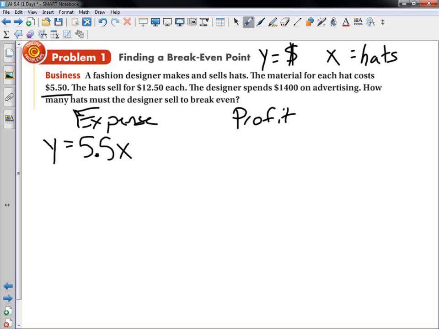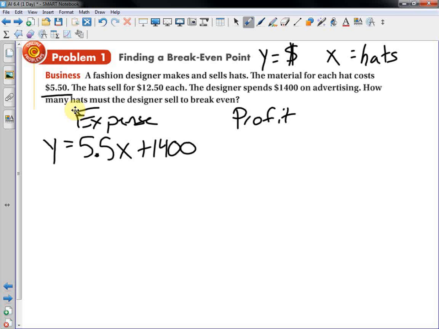The hats sell for $12.50. Now that's also a number, but when I sell them, that's not an expense, so I'm not going to use that one in my expense equation. And it says the designer spends $1,400 on advertising. Spends, again, is an expense, but I cannot say $1,400 per hat. That's just a lump sum of $1,400. There's no per hat on that one, so it's not going to be with the X. And those are the only figures they give us, so we're done with our expense equation.